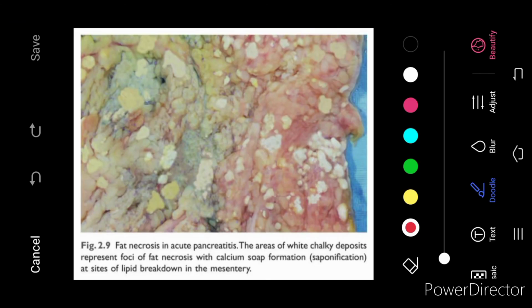So here we can see the figure of fat necrosis in acute pancreatitis. The areas of white chalky deposits represent foci of fat necrosis with calcium soap formation, that is saponification, at sites of lipid breakdown in the mesentery. So these white chalky deposits represent fat necrosis.